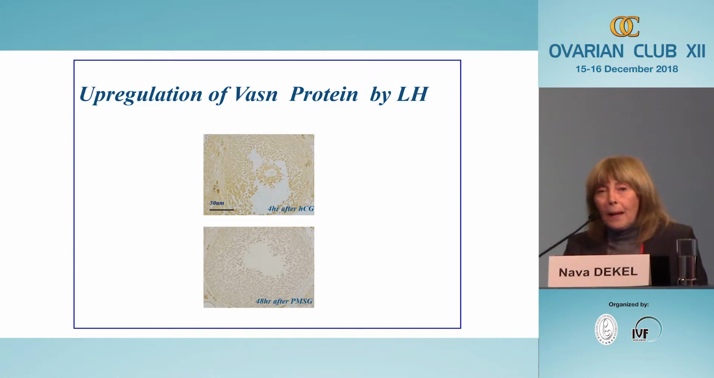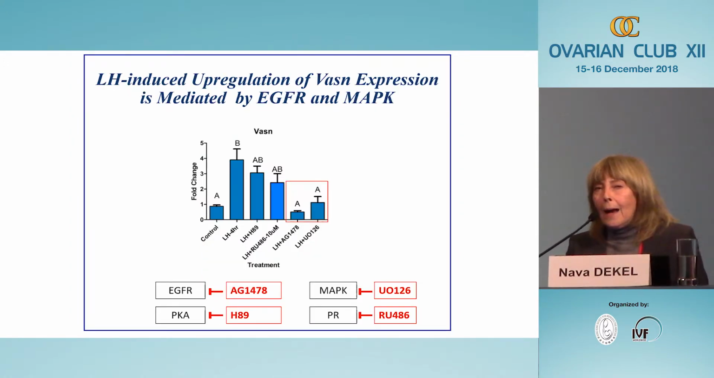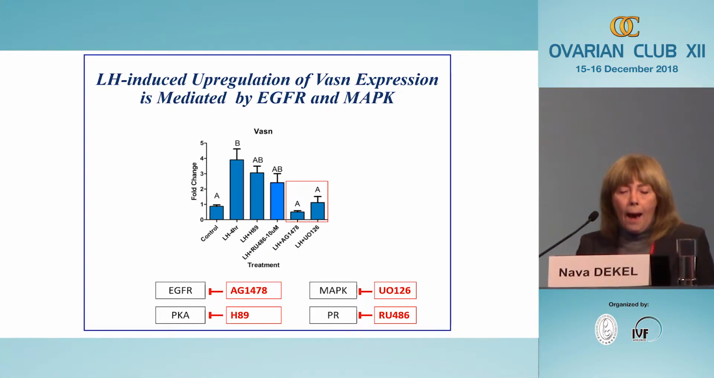A similar pattern of expression was also observed looking at the protein level, and you see here that 4 hours after HCG, there is upregulation of Vasorin protein expression. And the downstream elements that are involved in the LH signaling are EGF receptor, PKA, MAP kinase, and progesterone receptor.